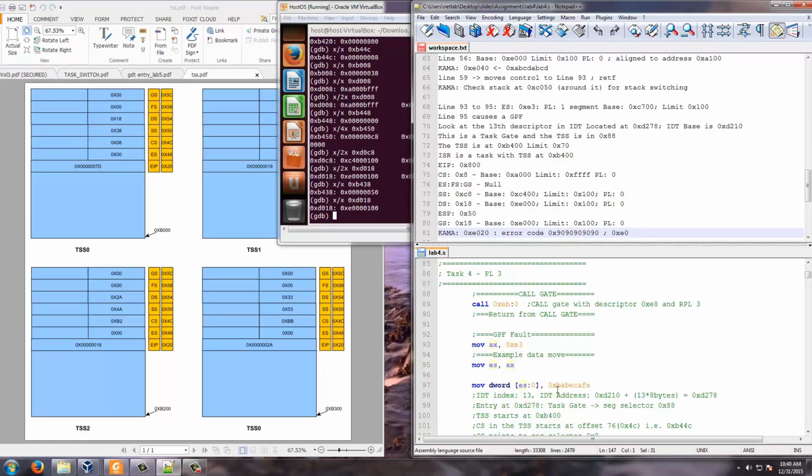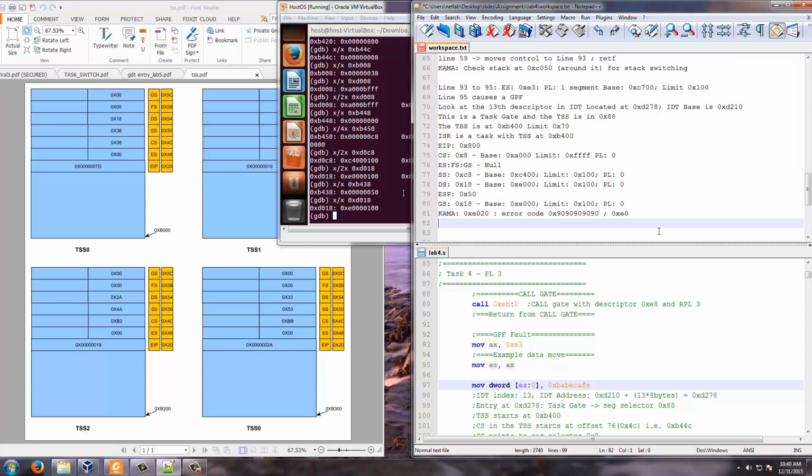And I do an IRET. When I do an IRET, you start executing back at this point. And now your ES:0 should work correctly, because it should not... move ES comma AX should work correctly, because now it has become privilege level 3. Now we go to ES:0 in line 97.